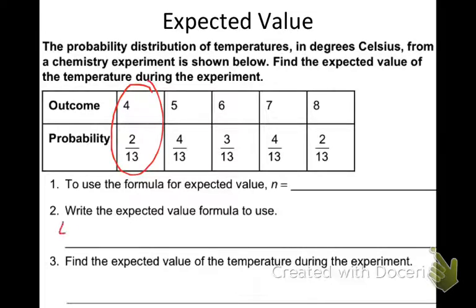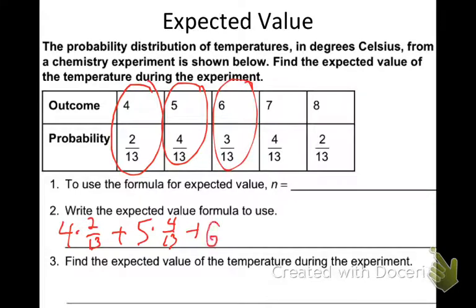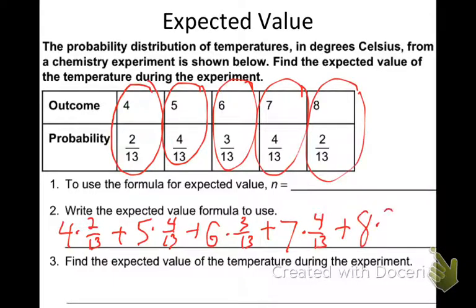multiply them together. So I get 4 times 2/13, plus 5 times 4/13, plus 6 times 3/13, plus 7 times 4/13, plus 8 times 2/13. Take a couple seconds here, multiply all those out, and that's where you get your expected value. So try that.